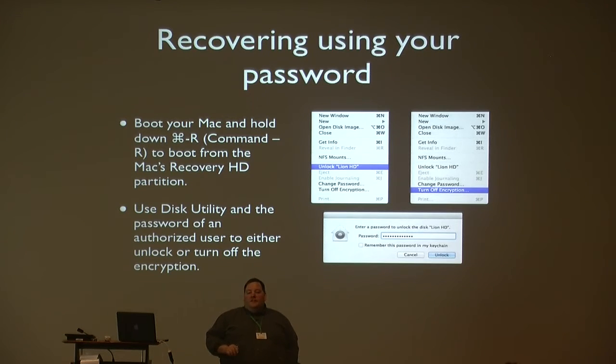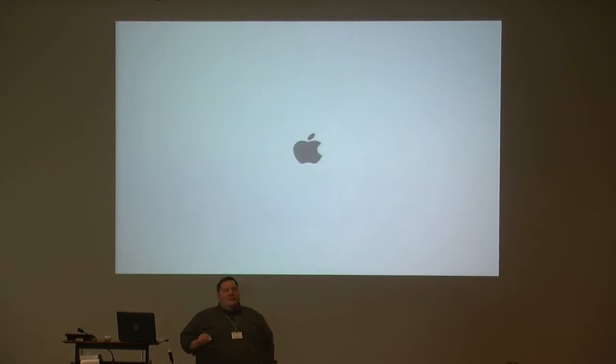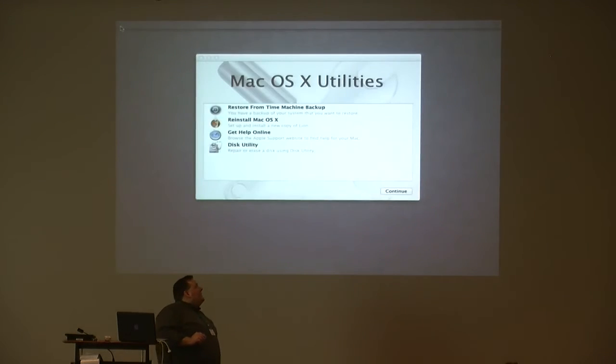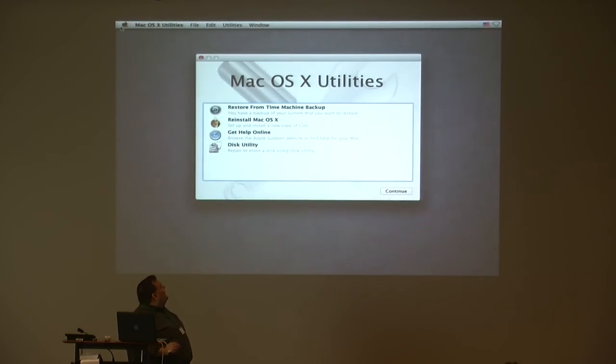You boot to Recovery HD or another boot drive running 10.7, you open Disk Utility, and you either select Unlock or Turn Off Encryption. You'll be prompted for the password of an authorized account, and once again, that's any account that shows up at that pre-boot login screen. You provide it, and you're golden. So let's take a look at how that works. So here we are in Recovery HD. We're going to go to Disk Utility.